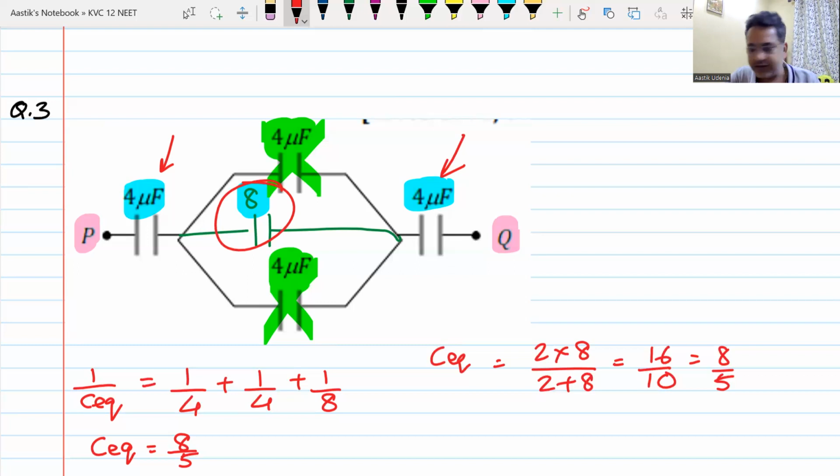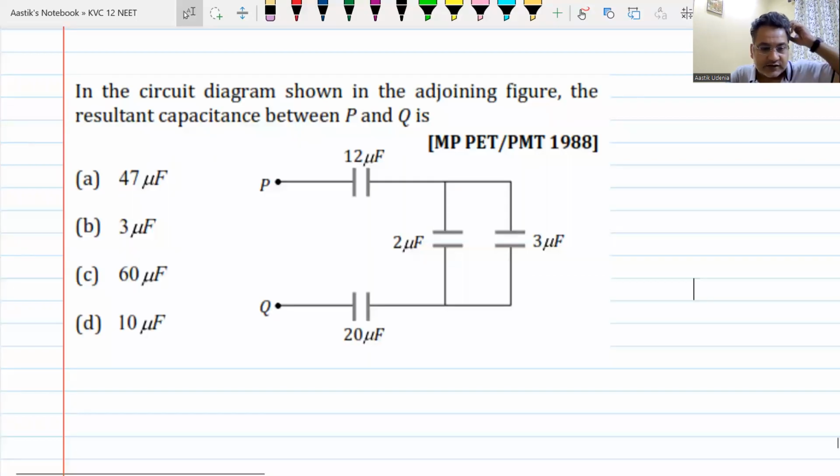So now tell me, what is the answer for this one? Simple question. The question is coming on your screens now. Question number 4, I think, or 5, I don't know.